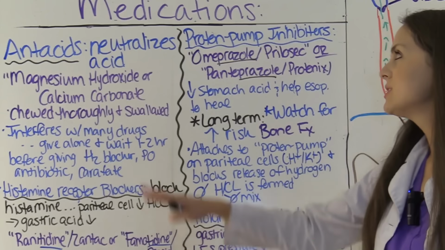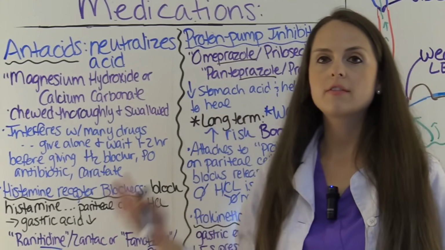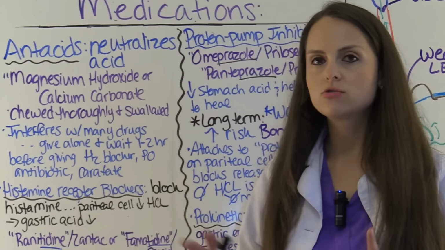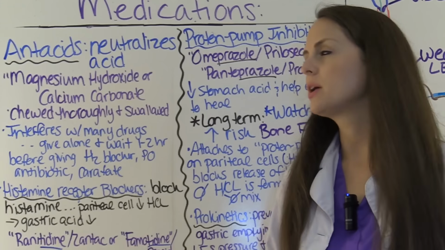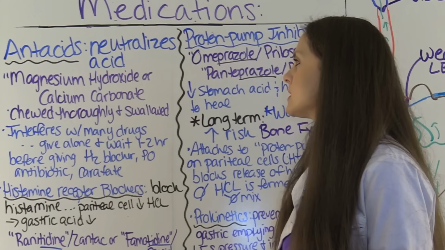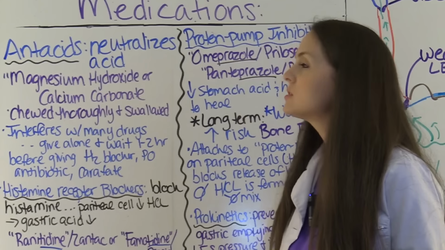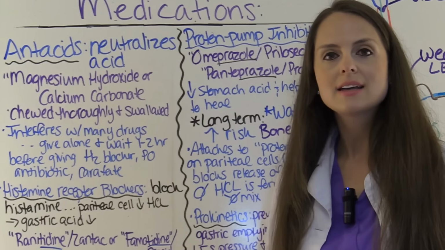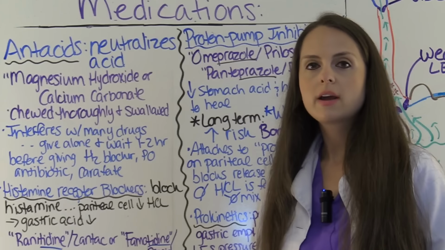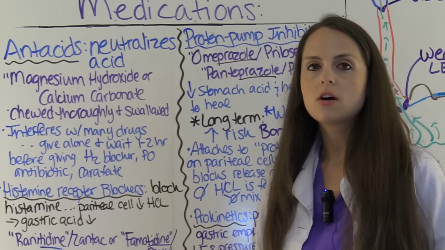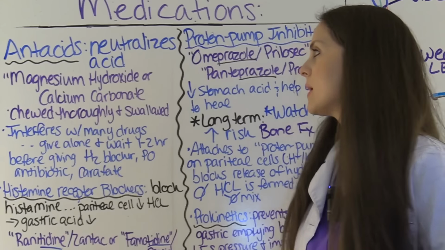Now let's look at the medications ordered for patients who have GERD. As the nurse, you want to be familiar with these drug categories and what they do. Okay, so first type that patients take are called antacids. And what antacids do is that they neutralize that acid, so it's not as acidic whenever it backflows into the esophagus and won't erode it as much.